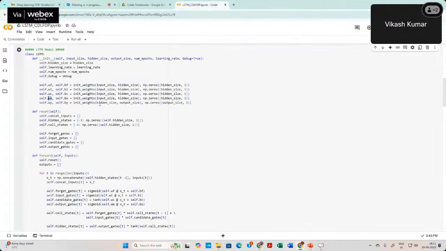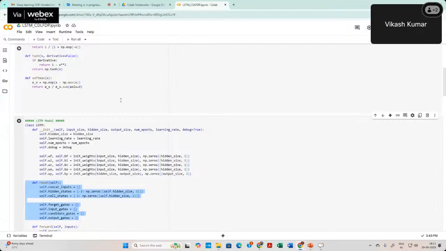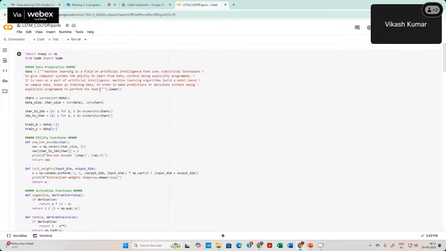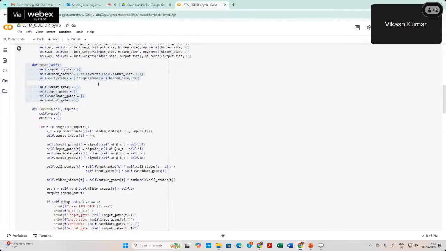Then this is the reset mechanism. Suppose I have trained a model on this corpus. This model will only be able to predict in this context. Whatever input you provide, it will predict only in this context. But if you want the model in some other context, if you provide a sequence from another domain, we definitely need to first reset it. All the parameter values will be set to 0.